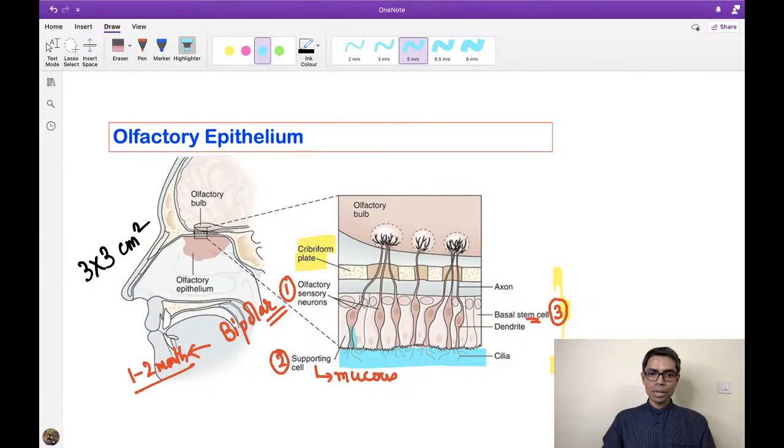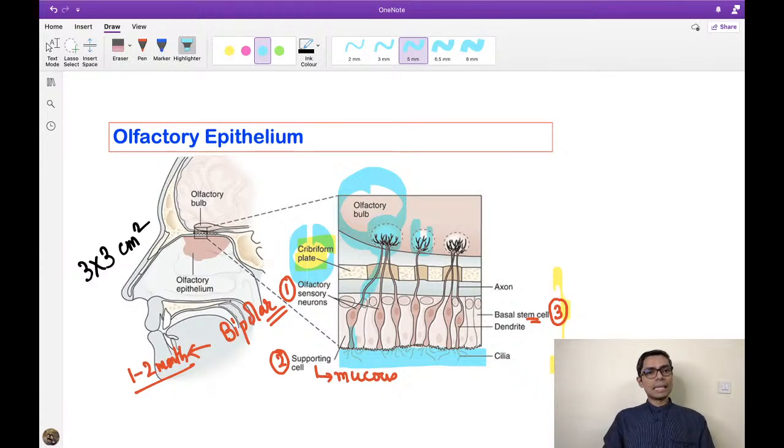Then also note down that the axons of this bipolar cell pierce through this cribriform plate, and they merge at an area. This area is known as the olfactory bulb, right? So the bipolar sensory neuron extends up to the level of the olfactory bulb.